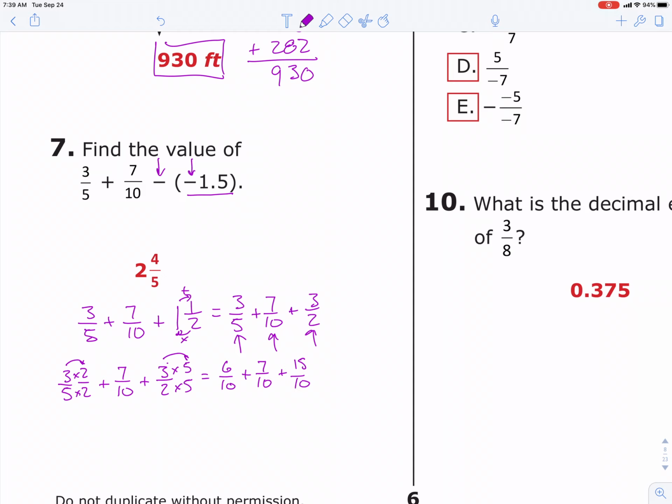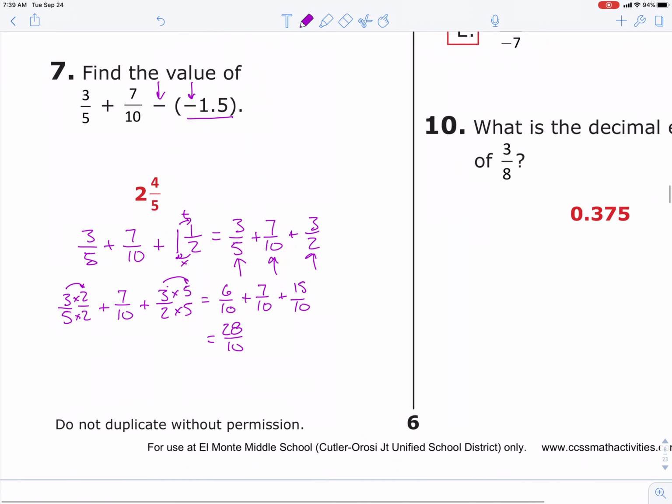Then I just add those numerators together. The denominator stays the same. 6 plus 7, that's 13. 13 plus 15, that gives me 28. So 10 goes into 28 2 times with 8 left over. And I can reduce that.